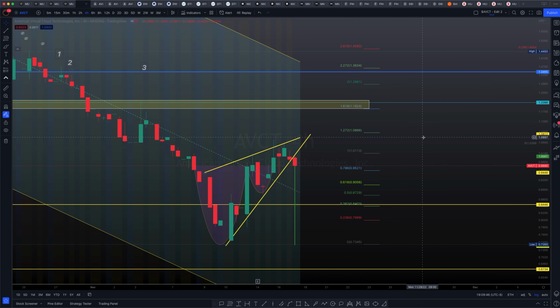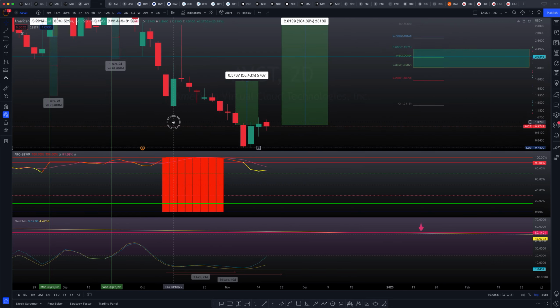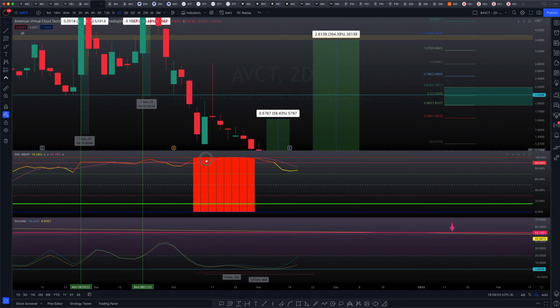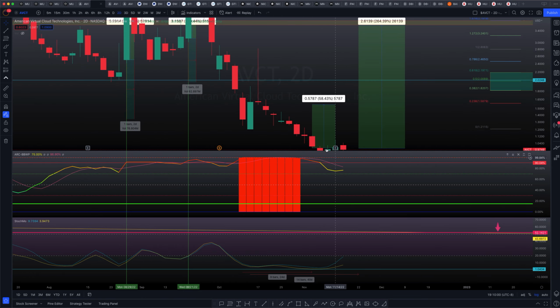Okay, so let's go ahead and look at the next chart to see what we have. Okay, so this is going to be the statistical side of the analysis, and we are looking at AVCT on the 2-day chart. And for the new viewers, this is volatility we're looking at, represented by this indicator BBWP. Volatility is direction neutral.